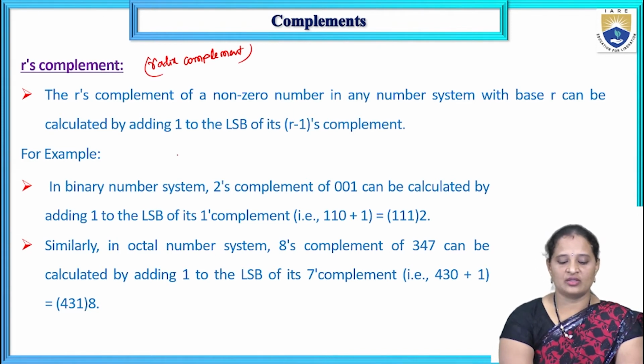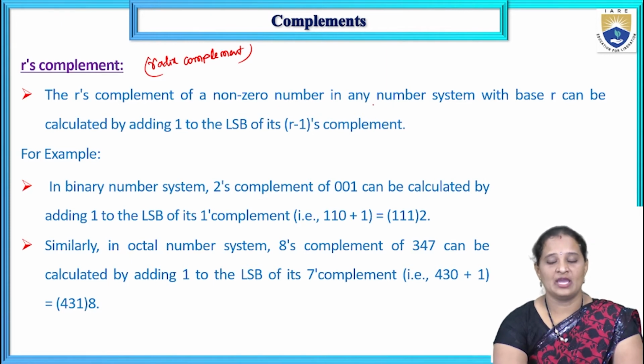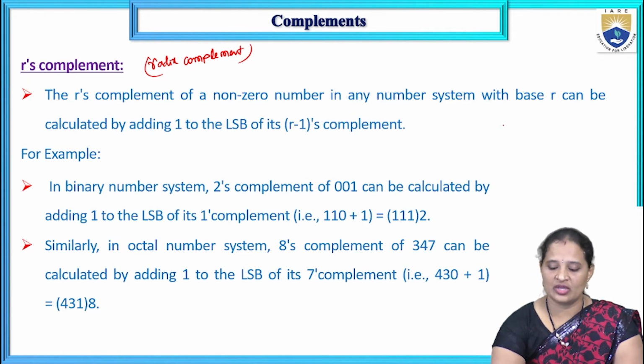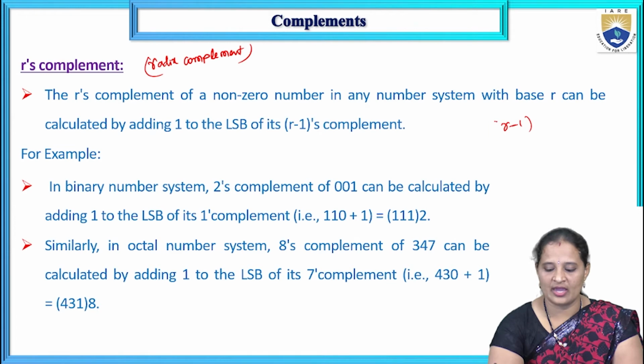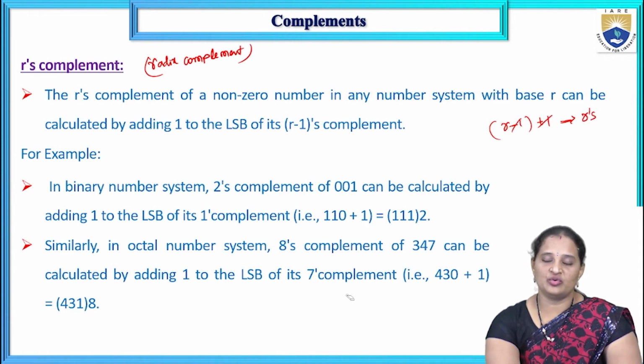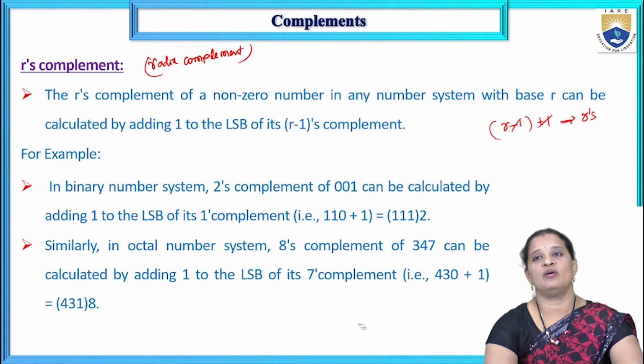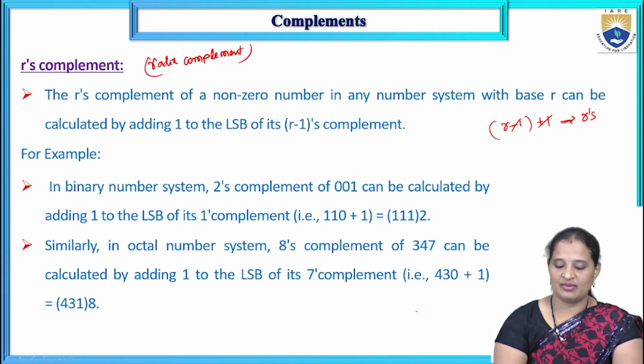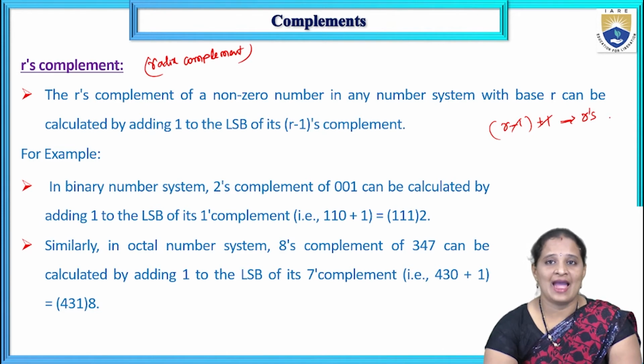So how to find the R's complement of a non-zero number in any number system with base R can be calculated by adding 1 to the LSB of its R minus 1's complement. So here R minus 1, plus 1. So what happens? This one gets cancelled. So what you'll get? R's complement. So that is the meaning here. So in order to get the R's complement of a given number of any number system R, we simply add 1 to the least significant digit of its R minus 1's complement.